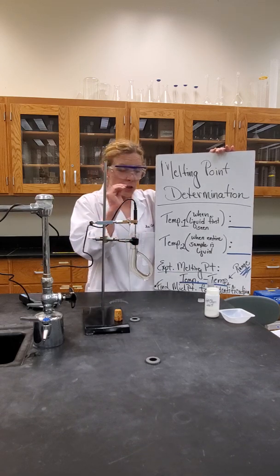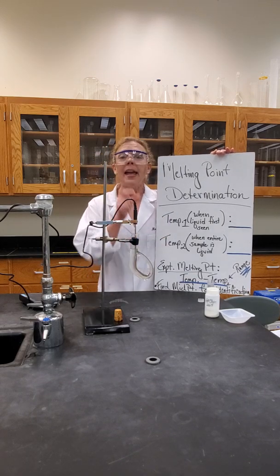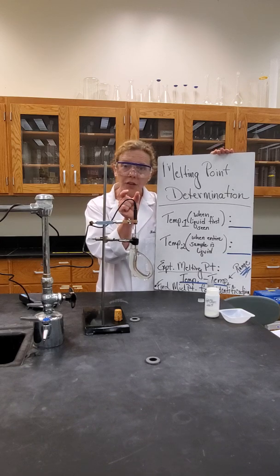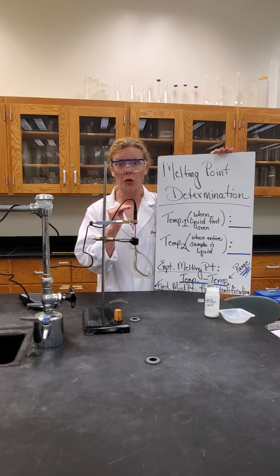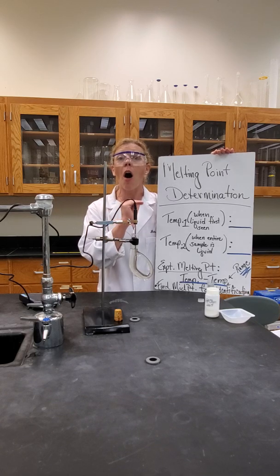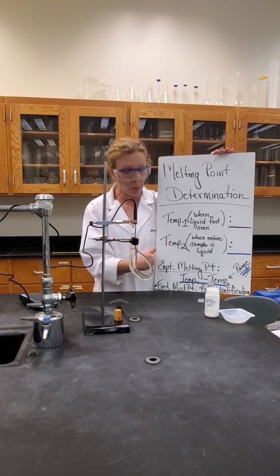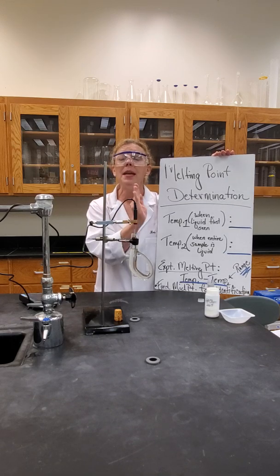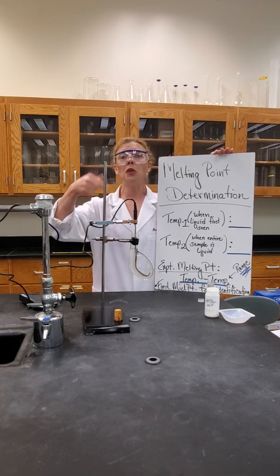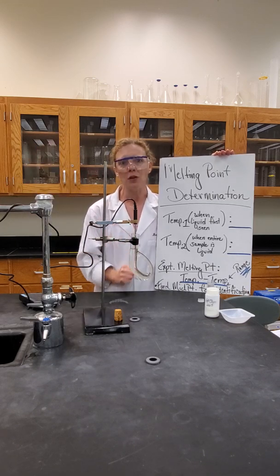Okay, so you're gonna make a note of when you first see liquid and then when it's all liquid, and that will be reported as a range. So if you first start to see liquid at 26.4 degrees Celsius, and then it all is liquefied at 26.8, well then that will be the range that you report, 26.4 to 26.8 degrees Celsius. The midpoint of that will be what you use to identify it if it's an unknown.